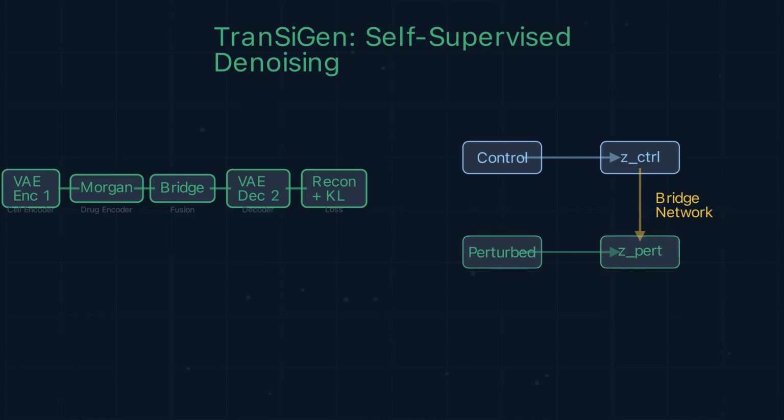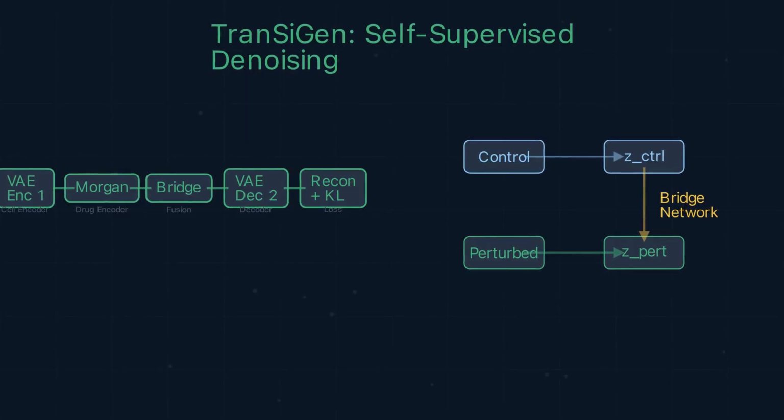And between them, a bridge. The bridge network takes the control latent code plus the drug features and predicts what the perturbed latent code should look like. It learns the perturbation mapping in latent space, not in the high-dimensional gene expression space. The bridge is the model.